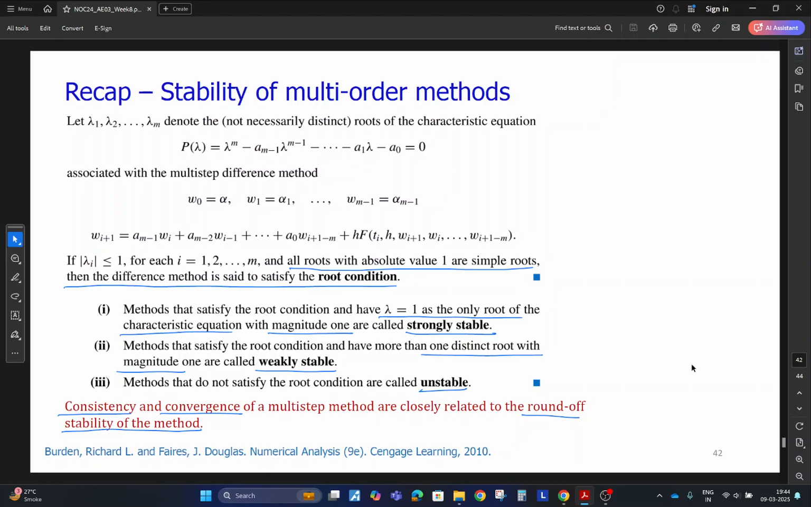Methods that satisfy the root condition and have lambda equals 1 as the only root of the characteristic equation with magnitude 1 are called strongly stable. Methods that satisfy the root condition and have more than one distinct root with magnitude 1 are called weakly stable. Methods that do not satisfy the root condition are called unstable. Consistency and convergence of a multi-step method are closely related to the round-off stability of the method.